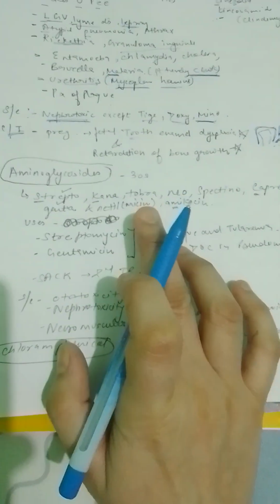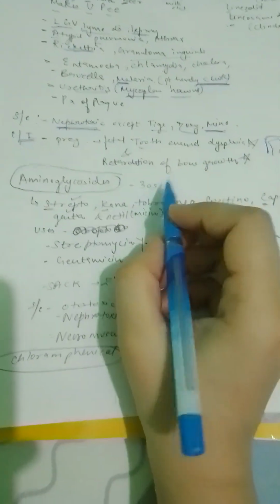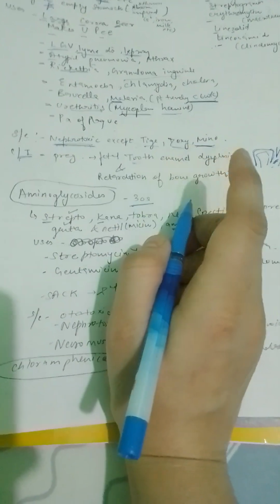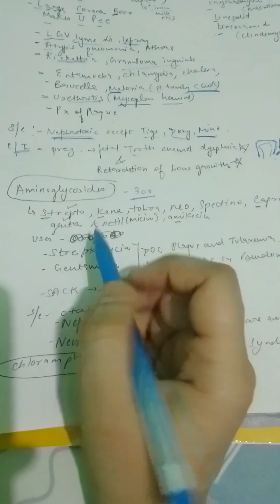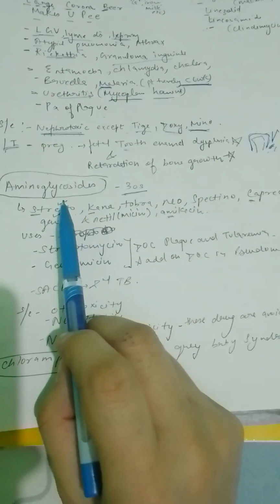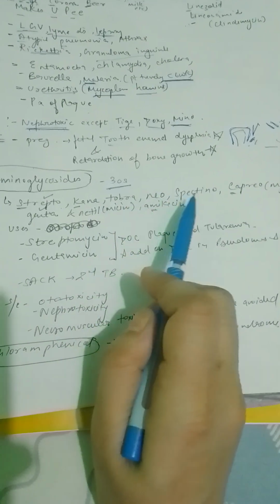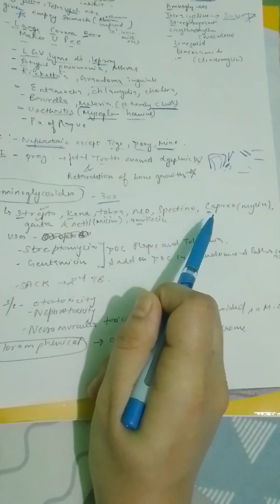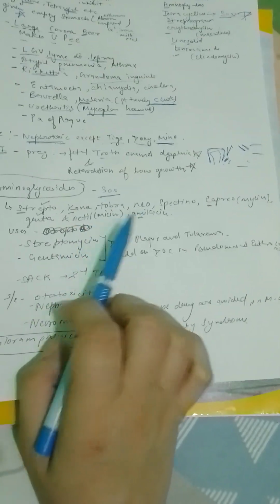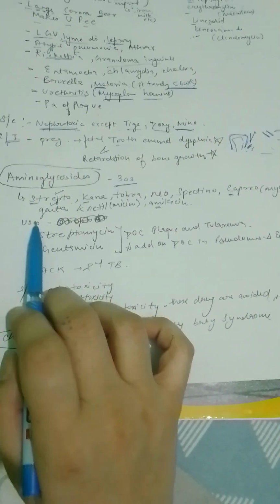Okay, then comes the aminoglycosides. In aminoglycosides, what happens is that they act on the 30S ribosome, as I've already told you, and then bacteria will not be able to grow. So the examples of aminoglycosides are streptomycin, kanamycin, tobramycin, neomycin, spectinomycin, capreomycin, gentamicin, and another one is netilmicin and amikacin. Okay, so basically these are aminoglycosides. Aminoglycosides are another form of antibiotic.